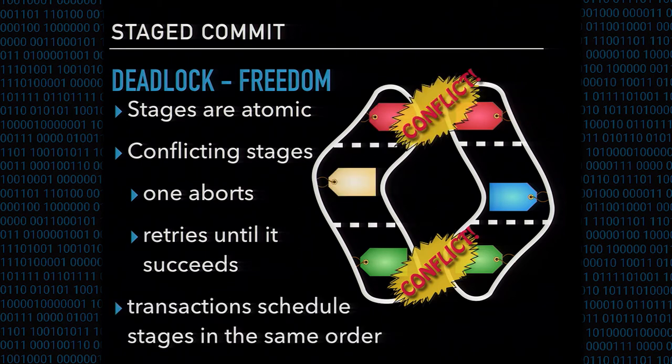Now, if there are two transactions which have conflicts in multiple stages, then by the transitivity of the flows-to relation, these stages happen in the same order in both transactions. That means that we can't create wait cycles. Essentially, we're always grabbing locks on stage labels in the same order. As a result, staged commit is deadlock free.